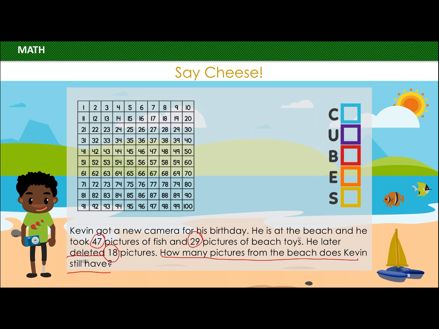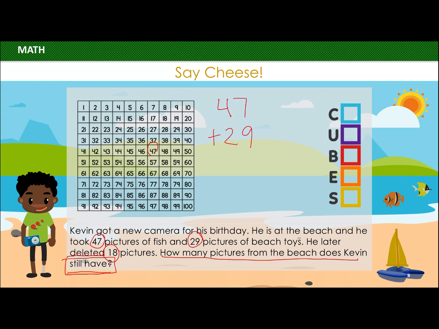So my question here is how many pictures from the beach does he still have? So I see this and I know that I have to get rid of some, so I'm going to be subtracting at some point. But I'm going to read the first part of my problem over again to see what I need to do with my first 2 numbers. So he is at the beach and took 47 pictures of fish and 29 pictures of beach toys. So my first part to my problem is I know that I'm going to have to add these 2 numbers together to see how many total pictures that I have right now.